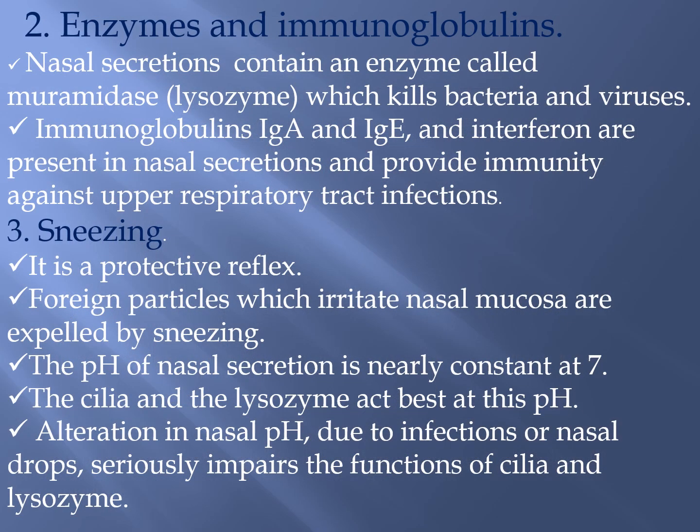Enzymes and immunoglobulins. Nasal secretions contain an enzyme called muramidase, which is a lysozyme, which kills the bacteria and viruses. Immunoglobulins like IgA and IgE and interferon are present in the nasal secretions and provide immunity against upper respiratory tract infections. Sneezing. It is a protective reflex.